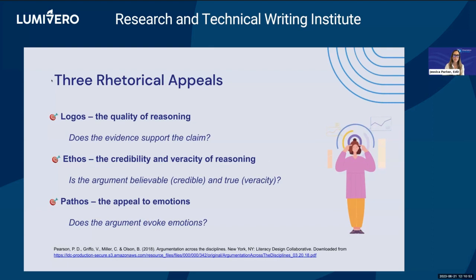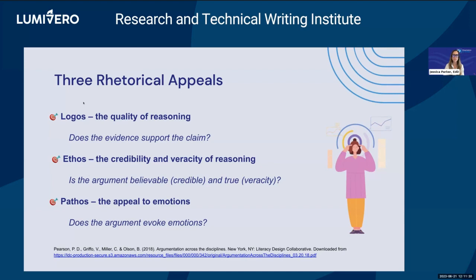And so I'm going to just touch on these three rhetorical appeals, and I have an article here that you'll be able to access when you get the PDF of this. But the three rhetorical appeals are logos, ethos, and pathos. So when you're building an argument, you want to make sure that your argument contains these different rhetorical appeals. And there are many different rhetorical devices that you can use in order to strengthen these rhetorical appeals. I'm not going to have time to go into those today, but I just wanted to point that out.